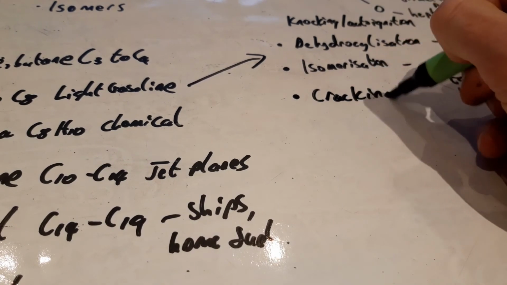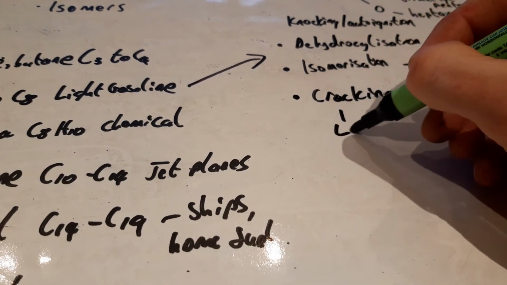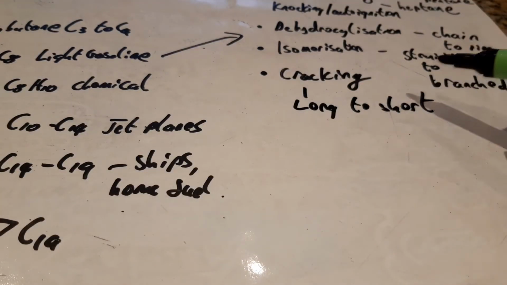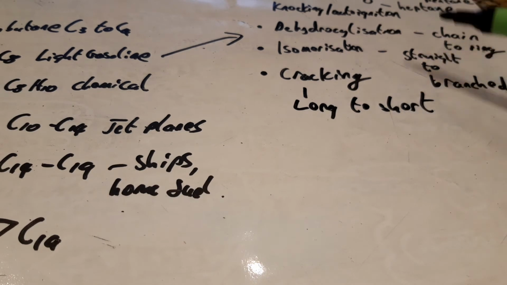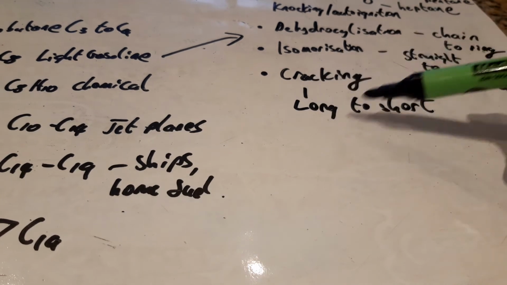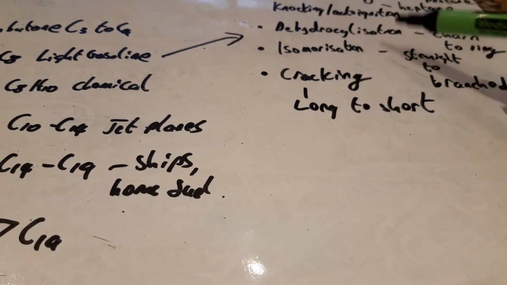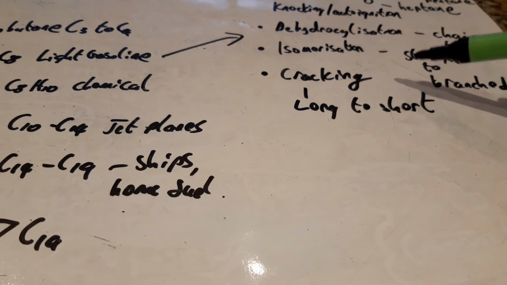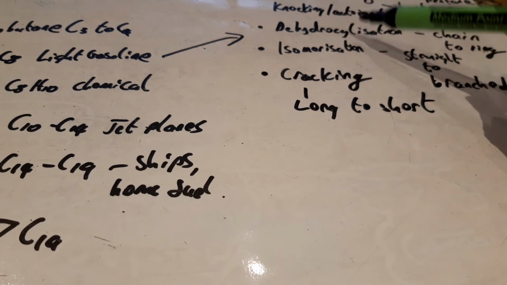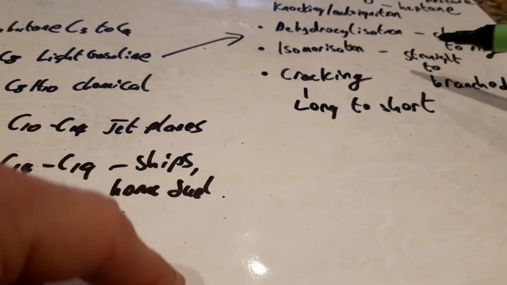Cracking basically takes those long chains and turns them into short chains. It literally cracks them or breaks them apart into shorter chains. Now, it's a good idea to go through the exam papers and find some examples of questions that come up, because they do ask you specific chemicals and ask you to name which of these processes is being used for particular examples, and you should be able to identify them. So that's definitely worth trying. But they are the three processes, and that in a nutshell is what they do.